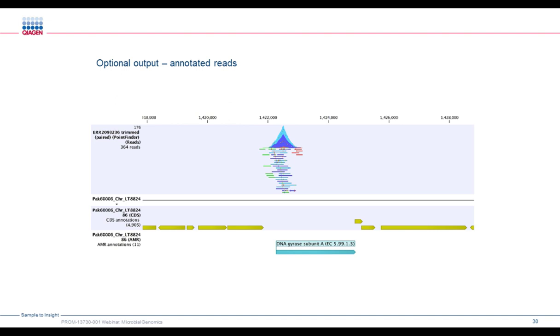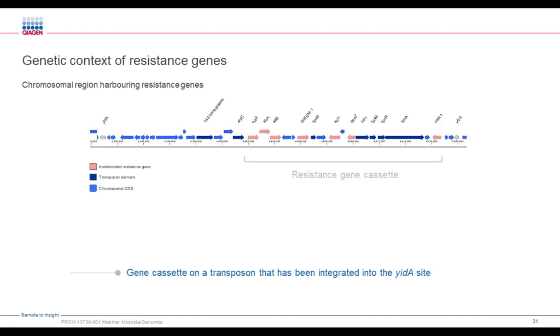And as an example of how this might be visualized, this is data obtained from a Salmonella isolate that was part of a multi-drug resistant outbreak in Pakistan. And you can see reads here that were identified by the Point Finder tool, mapping with a high level of precision directly over the point mutation in the GYR gene that confers resistance to ciprofloxacin.